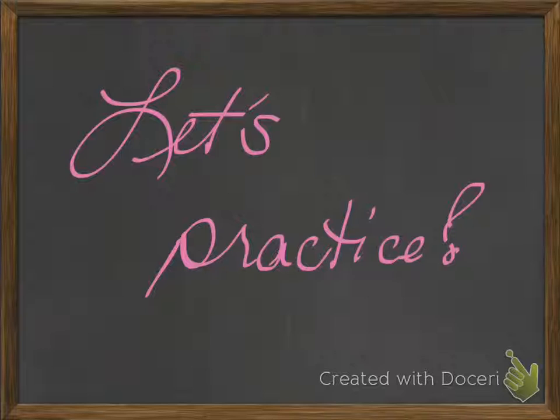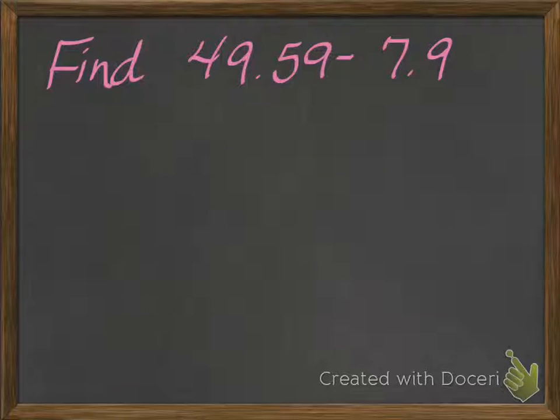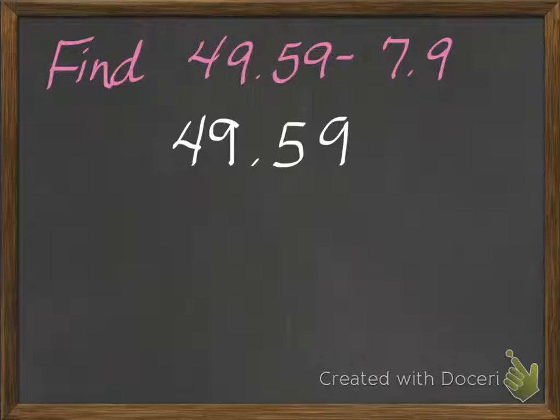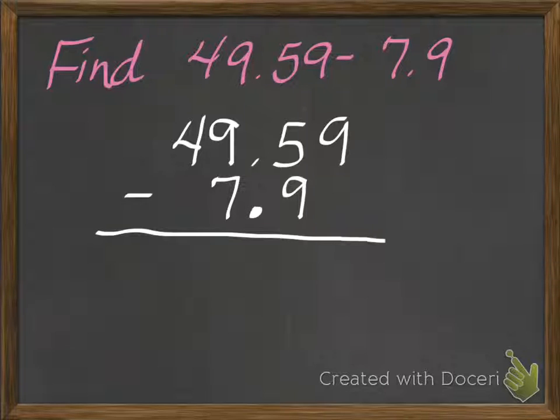So let's practice a few together. First we're going to find 49 and 59 hundredths minus 7 and 9 tenths. So I'm going to rewrite the problem vertically, up and down. 49 and 59 hundredths minus, I'm going to put my decimal point, 7 and 9 tenths. Now just like yesterday, if we have a hidden 0, we need to put that in there, and that becomes very important with subtraction as well. So now I can subtract.